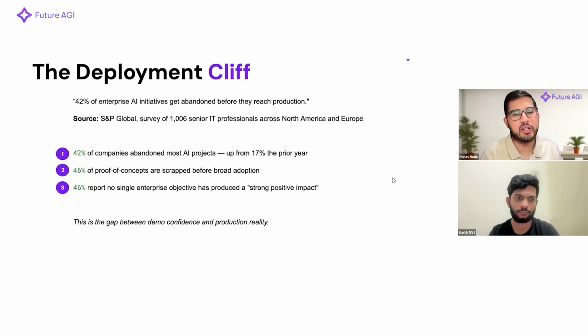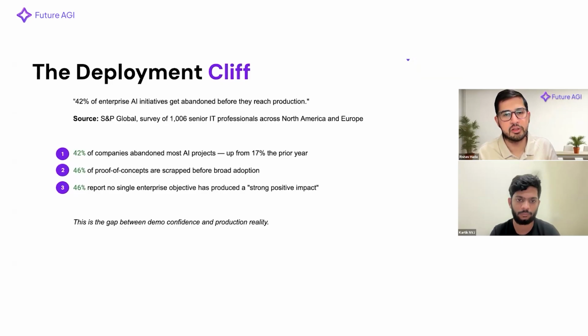That leads us to the deployment cliff, right? 42% of enterprise AI initiatives get abandoned even before they reach production. And this number is approximately one third higher than last year. So we are all talking about the AI hype, and we see so many people getting fired, or different companies adopting AI at a very fast rate. But the real numbers show a very contrasting difference, where projects are not able to reach production.